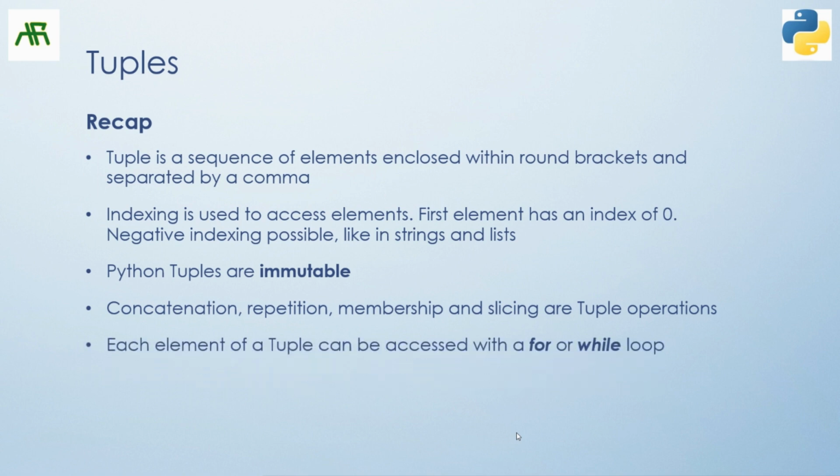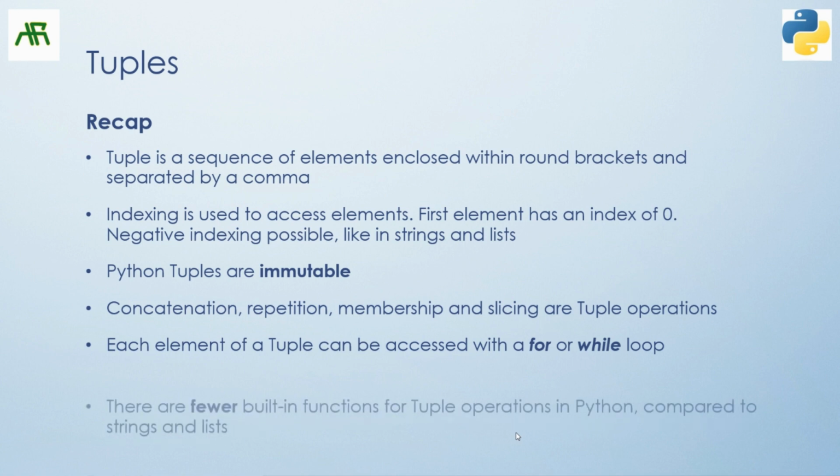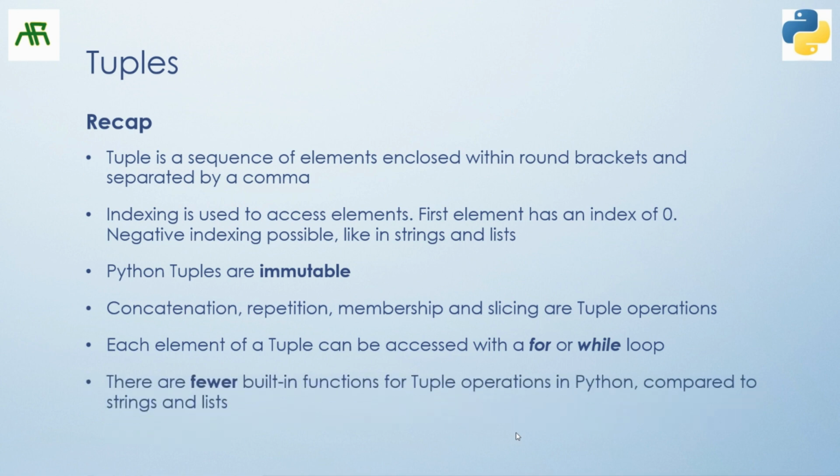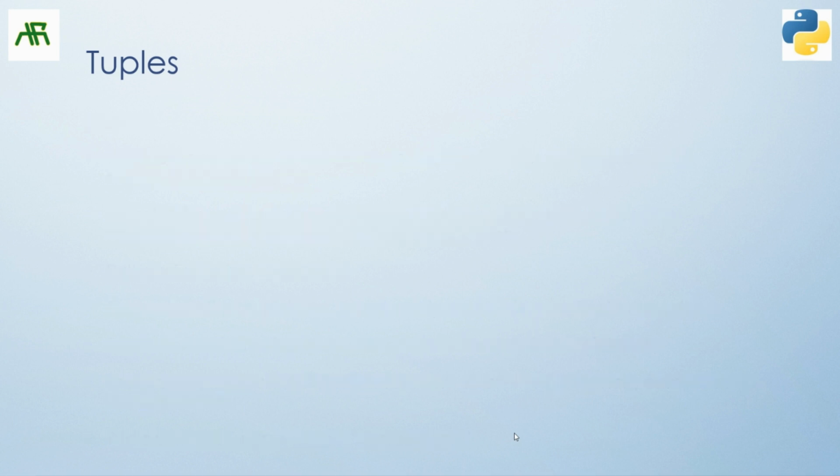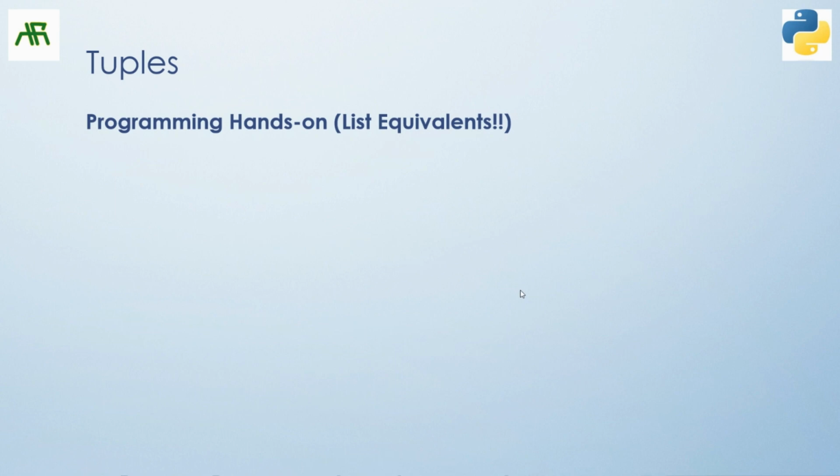Each element of a tuple can be accessed with a for or a while loop, as we did for strings and lists. There are very few built-in functions for tuples as opposed to strings and lists. A tuple within a tuple is called a nested tuple. Now here is some hands-on work that you can try out. I've tried to make them equivalent to list programs so that you can see the differences, or you can compare between lists and tuples.